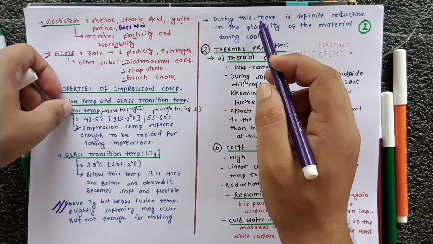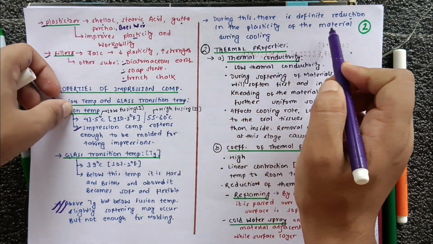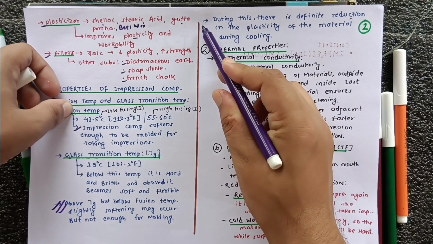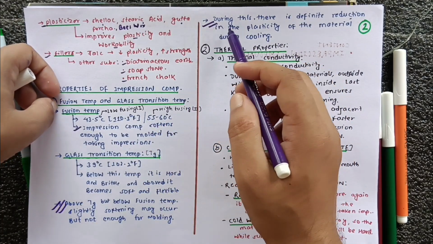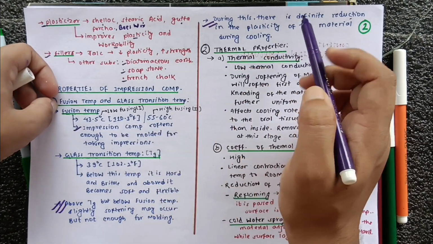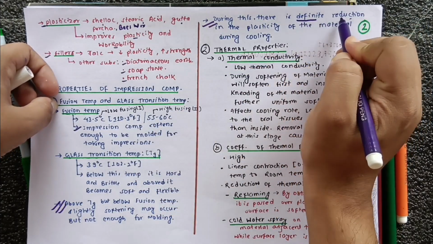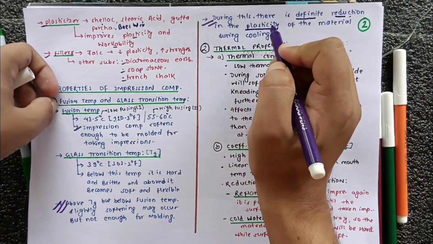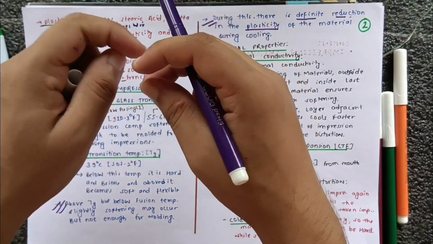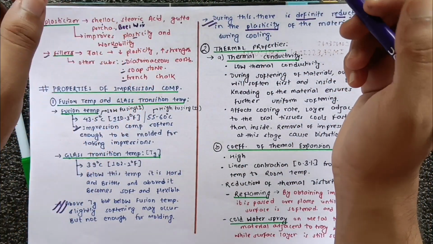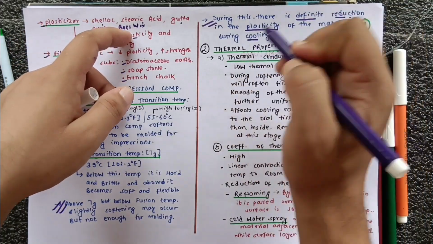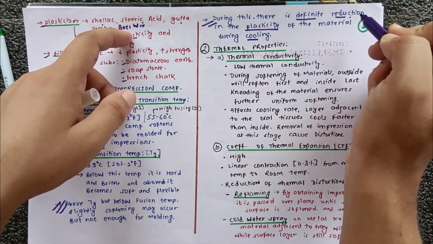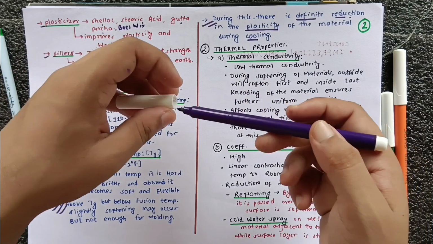After this, as I have written here, there is a definite reduction in the plasticity of the material during cooling. So in the fusion temperature range there is a definite reduction in the plasticity of this material during the cooling.